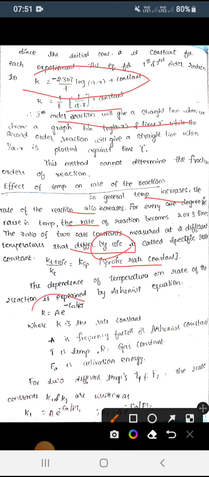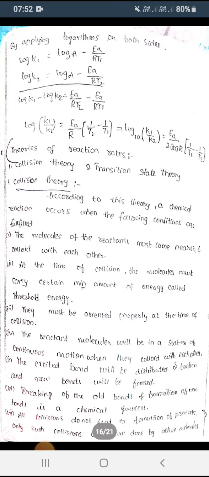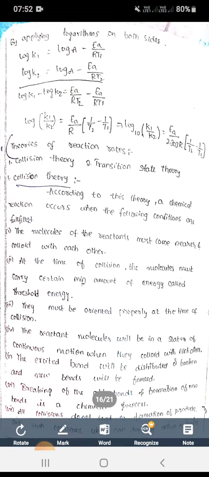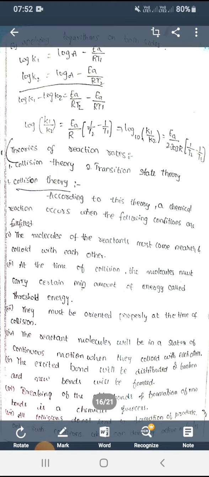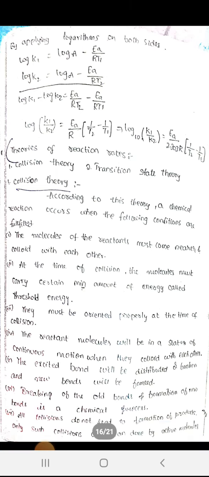The Arrhenius equation is K equals A e to the power minus Ea by RT, where A is the Arrhenius constant, T is temperature, R is the gas constant, and Ea is the activation energy. If you take two different temperatures, we are going to get K1 and K2. When you apply logarithm on both sides and subtract, this is the equation we are going to get. Next one, collision theories.